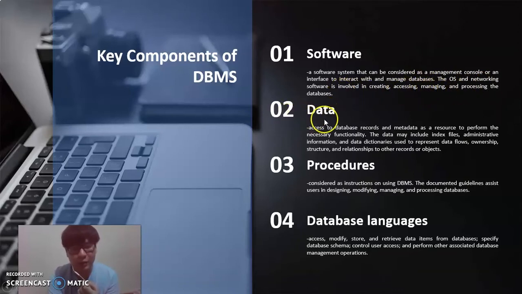And the second one is data, which can access database records and metadata as a resource to perform the necessary functionality. The data may include index files, administrative information, and data dictionaries used to represent data flow, ownership structure, and relationship to other records or objects.